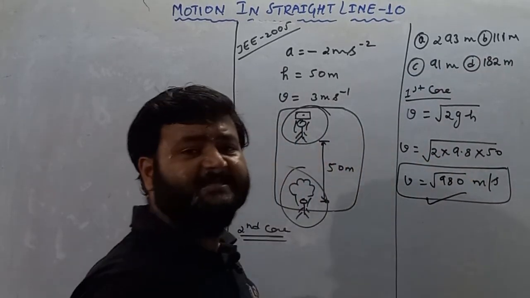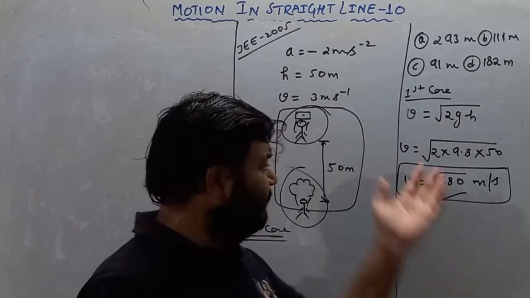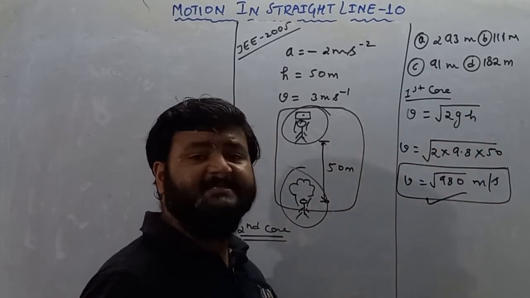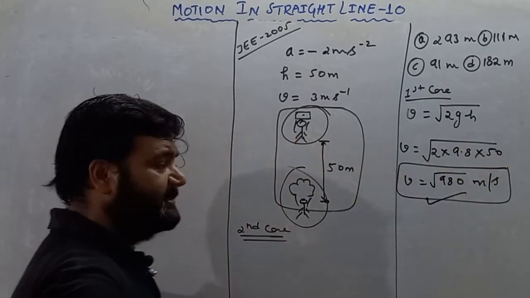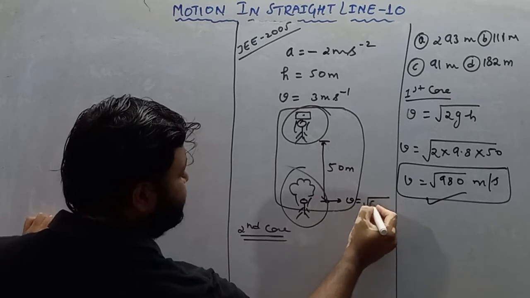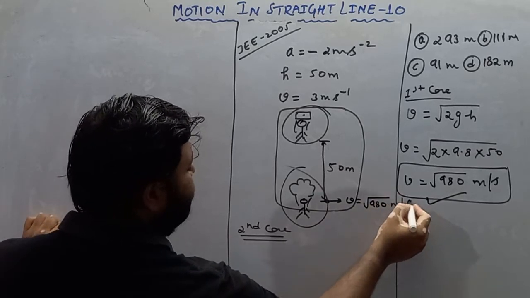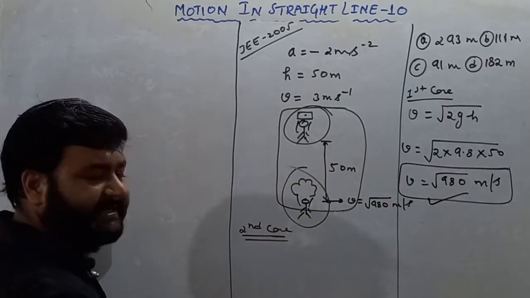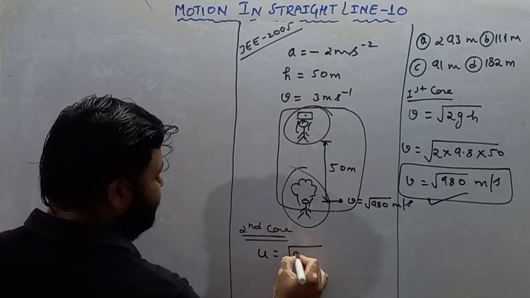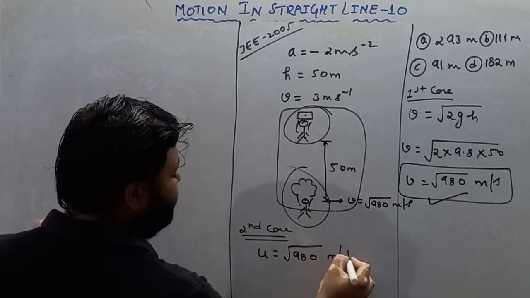We know this equation; we derived it before this lecture. So under root 2gh, where g is 9.8 and h is 50 meters, the velocity of the parachutist just before opening the parachute is root 980 meter per second. So for this condition, the initial velocity must be root 980 meter per second.